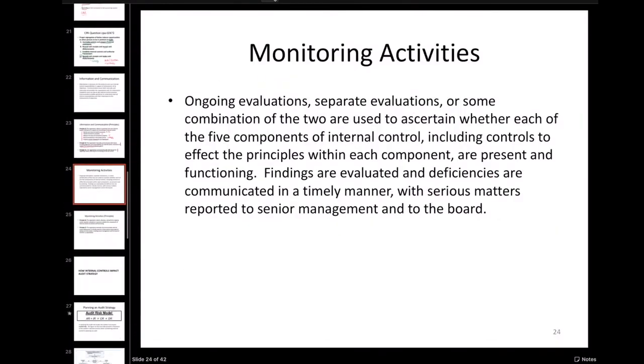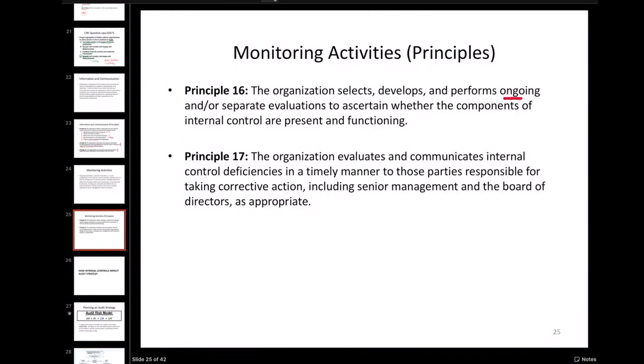And monitoring activities is about having ongoing evaluations or separate evaluations of the company's internal control system. First of all, an ongoing evaluation would be if you're constantly testing internal controls to see what's going on. A separate evaluation would be, okay, if I set aside one month of the year for control testing. You could actually say internal audit is generally performing ongoing evaluations of internal controls, whereas the external auditor is performing more so separate evaluations, right?